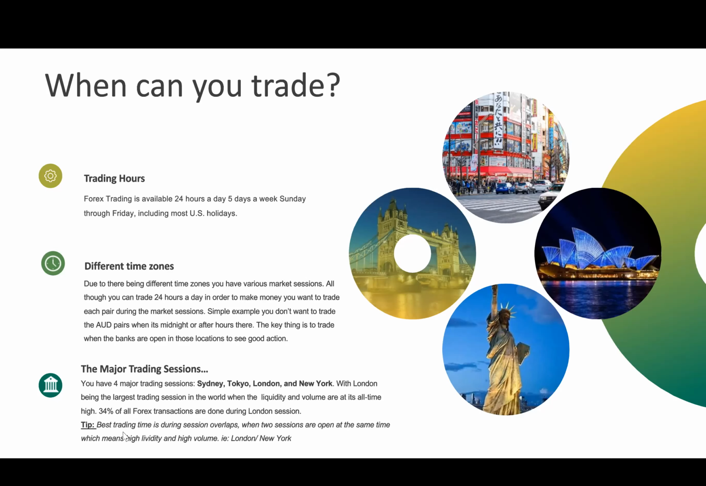You have 4 major trading sessions: Sydney, Tokyo, London, and New York. London is the largest trading session in the world, when the liquidity and the volume are at an all-time high. 34% of all Forex transactions are during the London session. A tip: the best trading time is when sessions overlap. When 2 sessions are open at the same time, that means high liquidity and high volume. For example, London and New York. Those are really good times to trade.